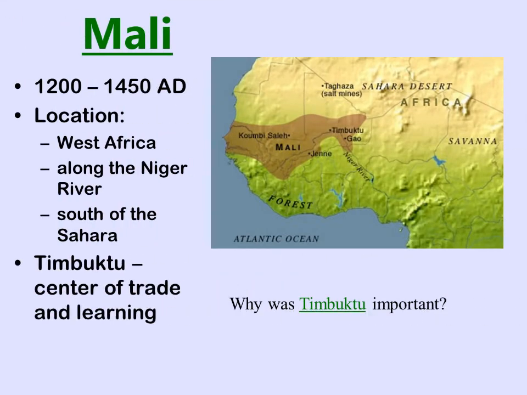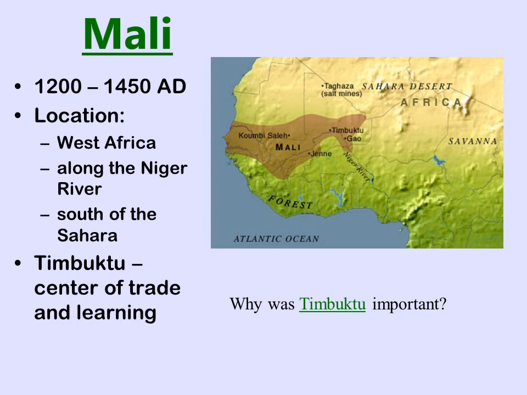All right, so Ghana is gone, and Mali moves in over top of them. So Mali is around from 1200 to 1450, again West Africa, bigger though, still along the Niger River, still south of the Sahara. These guys have their first really big trading city in the city of Timbuktu.